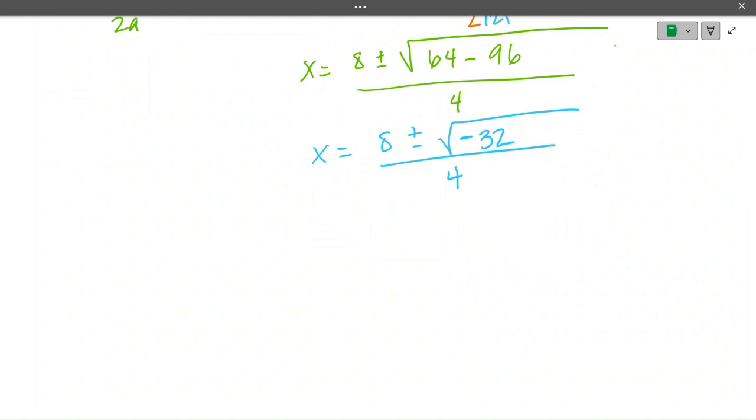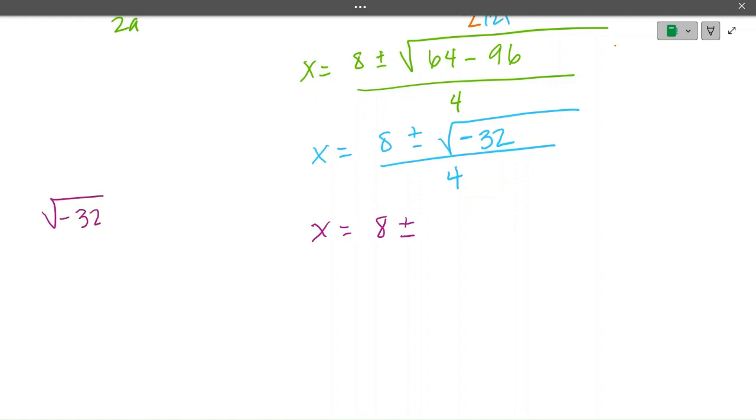And then I'm going to simplify the square root of negative 32, which, by the way, hopefully you're seeing is the square root of a negative number, and it is imaginary. So I'm going to go ahead and write 8 plus or minus. Now, this is where we're going to come over here.